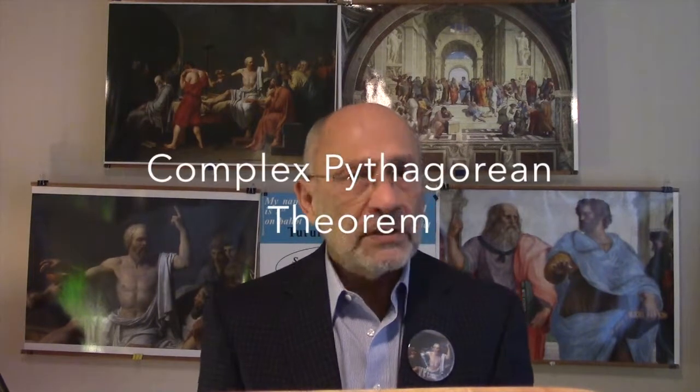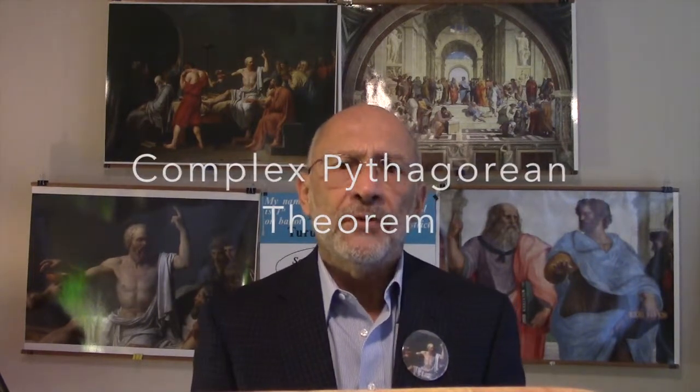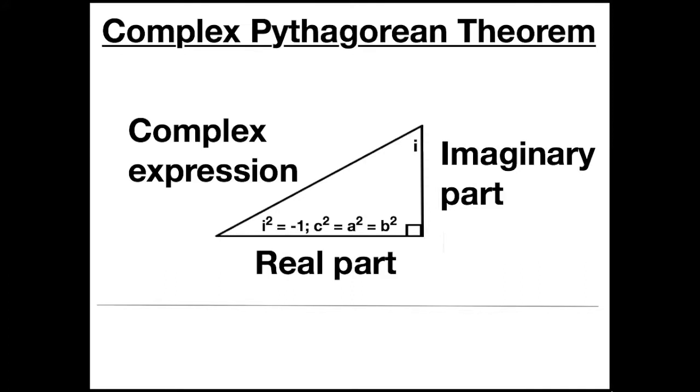Our starting point, not surprisingly, is the complex Pythagorean theorem. By complex Pythagorean theorem, all we mean is that a complex expression is broken up into its imaginary part, which we plot on the vertical axis, and a real part, which we plot on the horizontal axis.